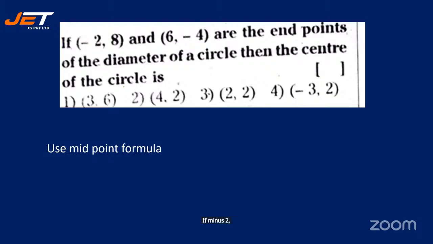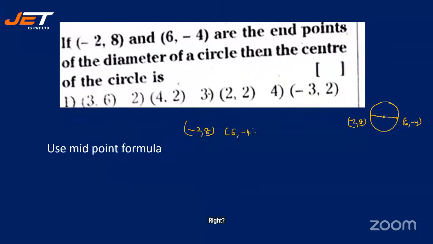If (minus 2, 8) and (6, minus 4) are the end points of a diameter of a circle. Right? See here. This is a circle. They are the end points of the diameter. So minus 2 comma 8, 6 comma minus 4. Now what is it that you need to find out? The middle point, the center of the circle. For which you will use the midpoint.